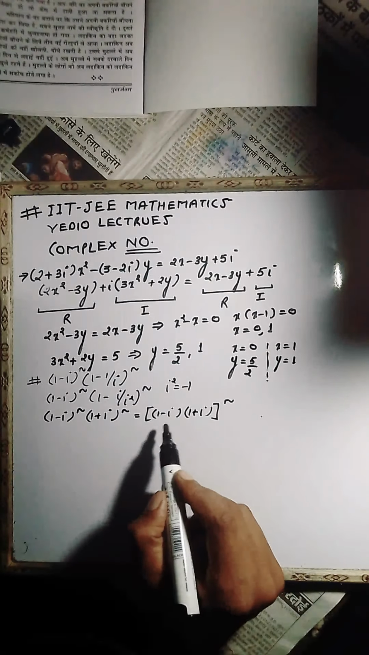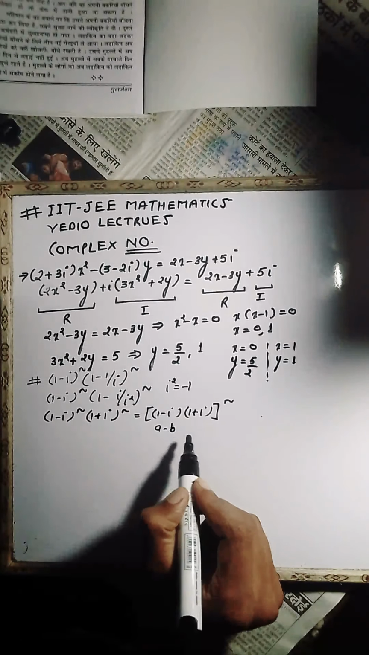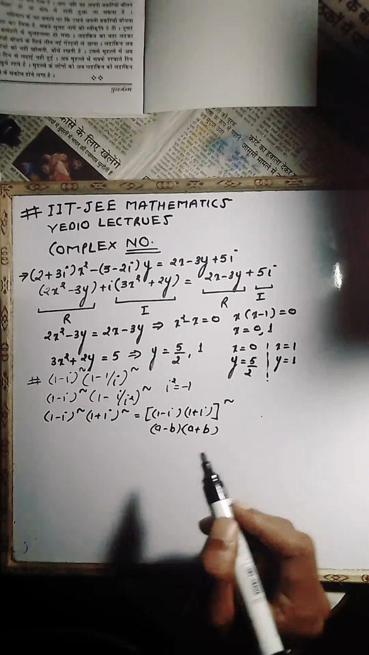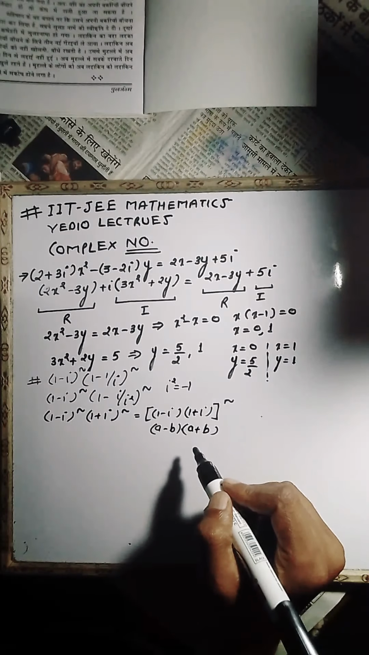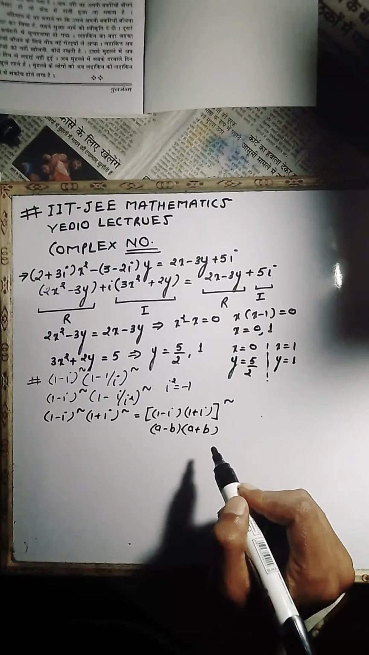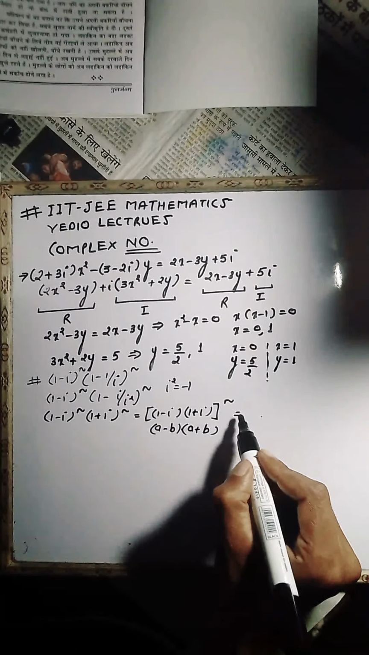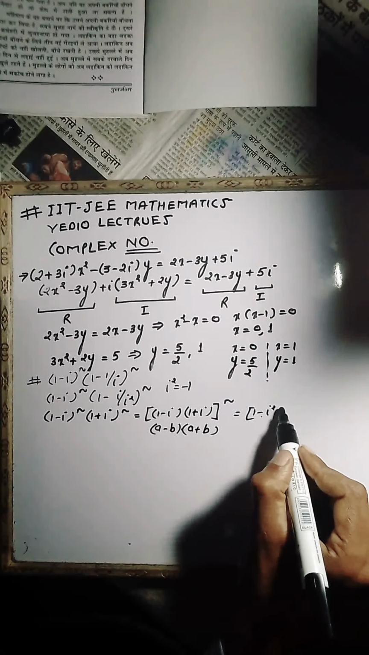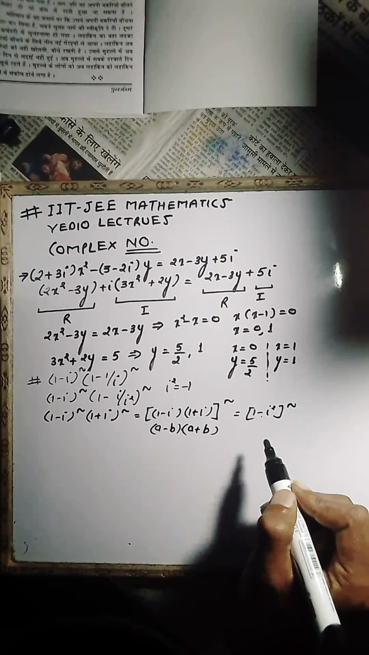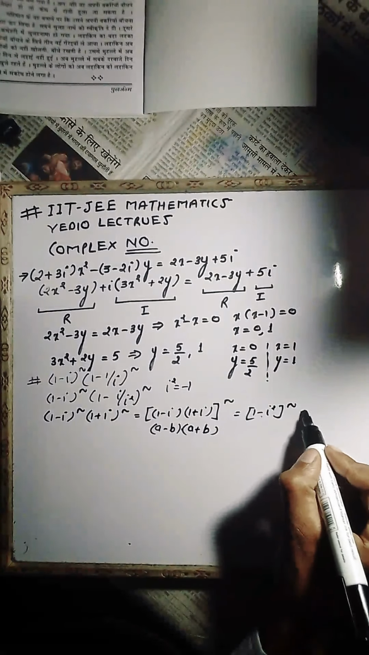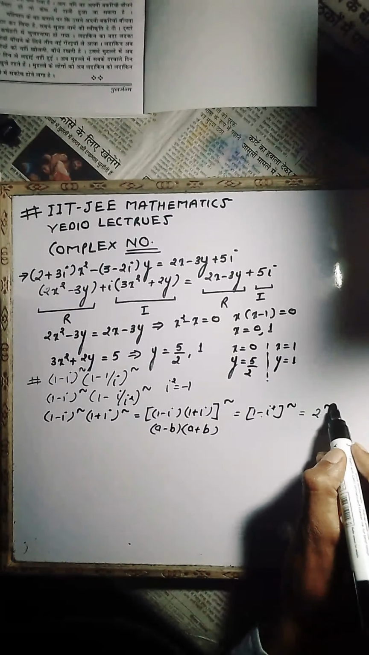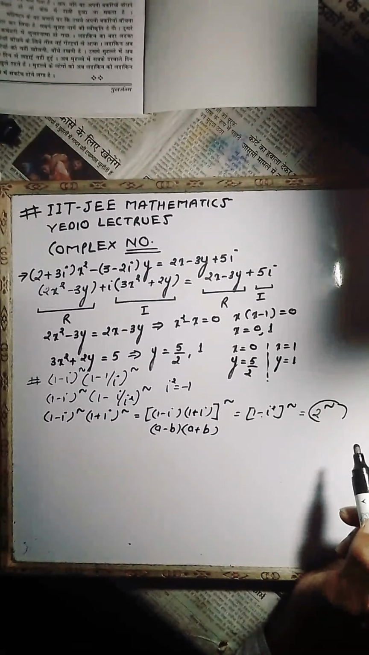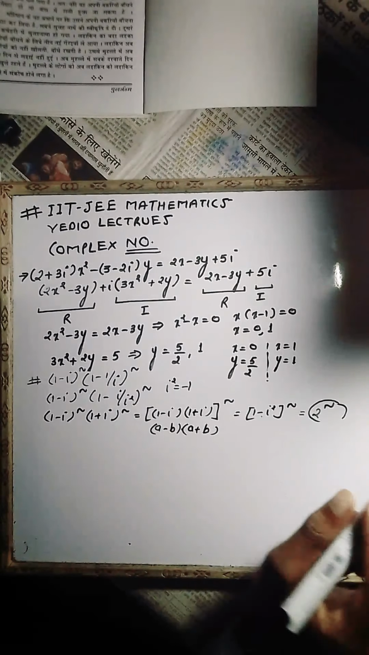Okay, so what is this? (a minus b)(a plus b). So use this basic formula, (a minus b) into (a plus b) equals a square minus b square, equals (1 minus i square) to the power n. And what is i square again? Minus 1. So it will be this. So this is your required answer. Okay.